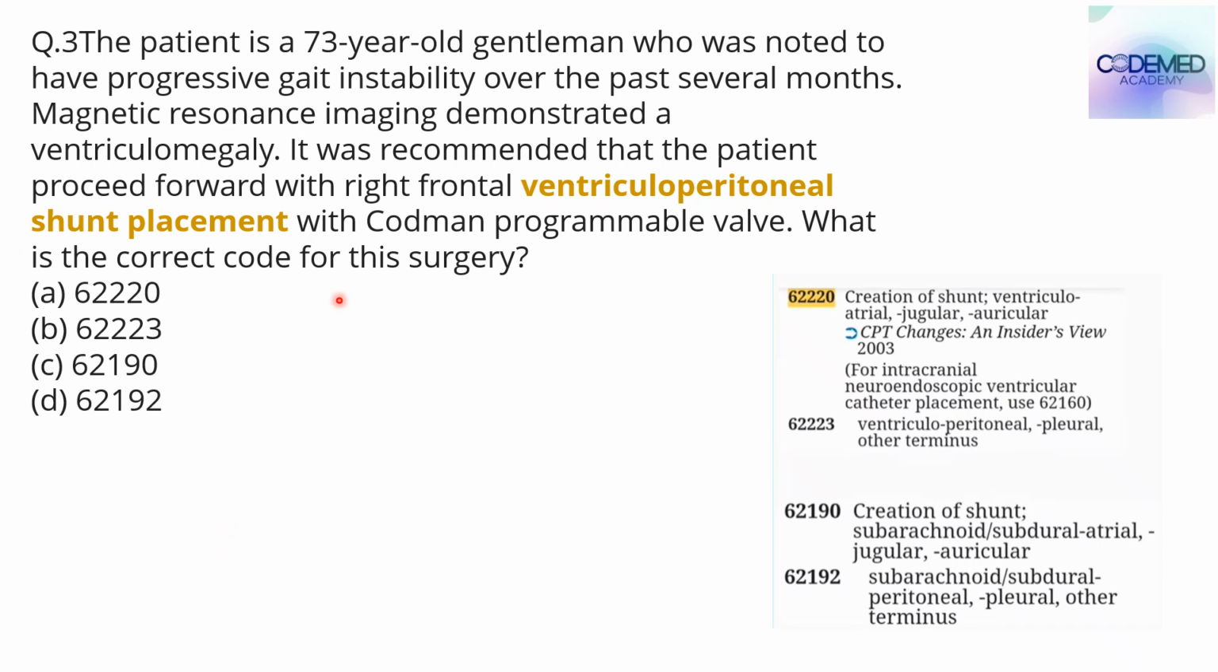So what has happened is that the ventricles in the brain have increased in size, and they require draining that excess CSF, and what they have put in is a ventriculoperitoneal shunt placement. And we have all these options, so pay attention and zero down the answer.